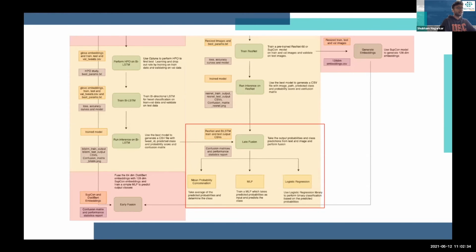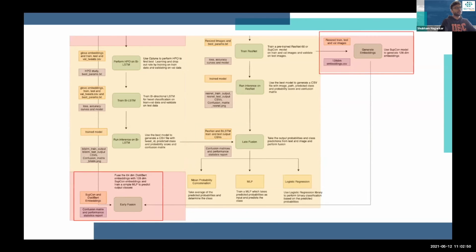So this brings us to the last job of the late fusion workflow, that is the late fusion itself. So it takes the output CSVs from both these inference on the text and the image models, and it fuses them together, performing the three types of late fusion techniques, which I discussed before.